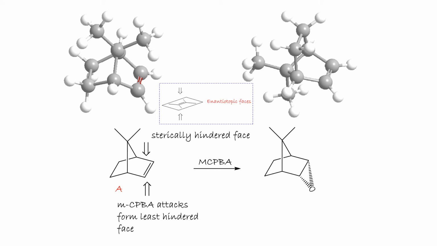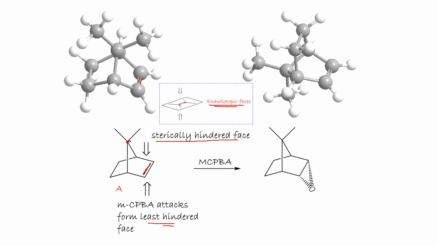Usually, alkenes with sp2 carbons are planar, with two faces that are mirror images of one another. We call them enantiotopic faces. However, in our case, the presence of a bridge over one of these faces makes these two faces diastereotopic. One will be the sterically hindered face, where the bridge is, and the other one will be less sterically hindered.